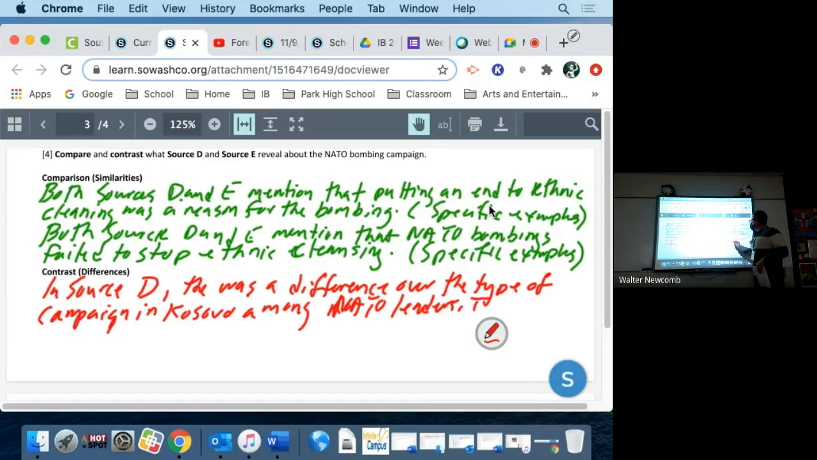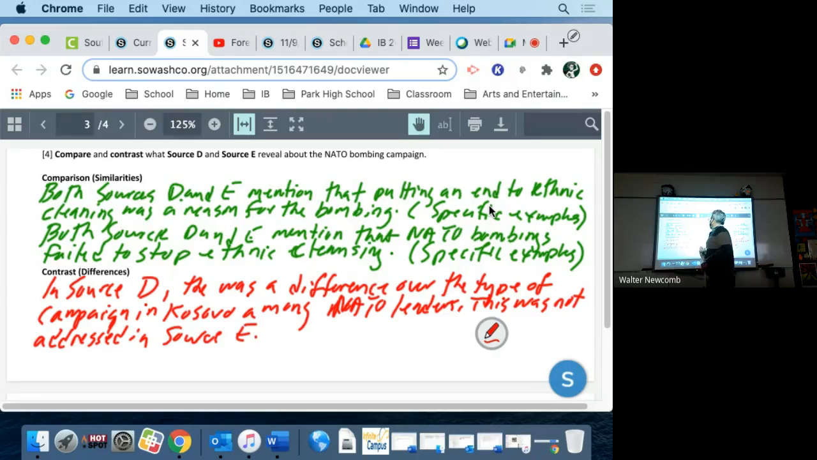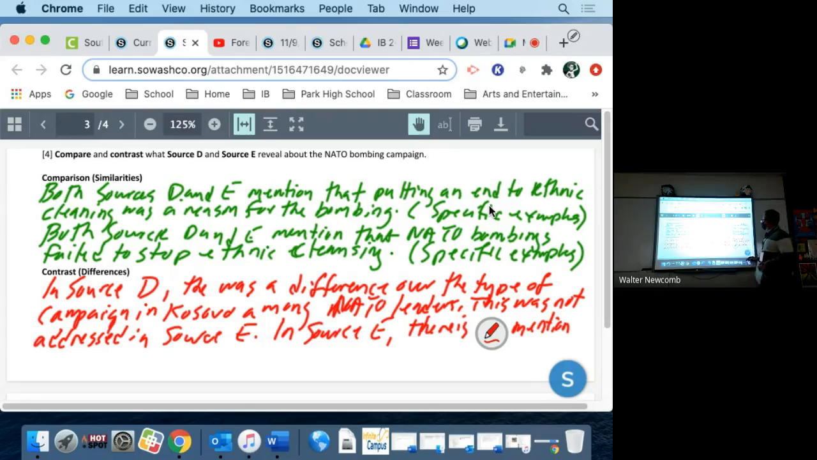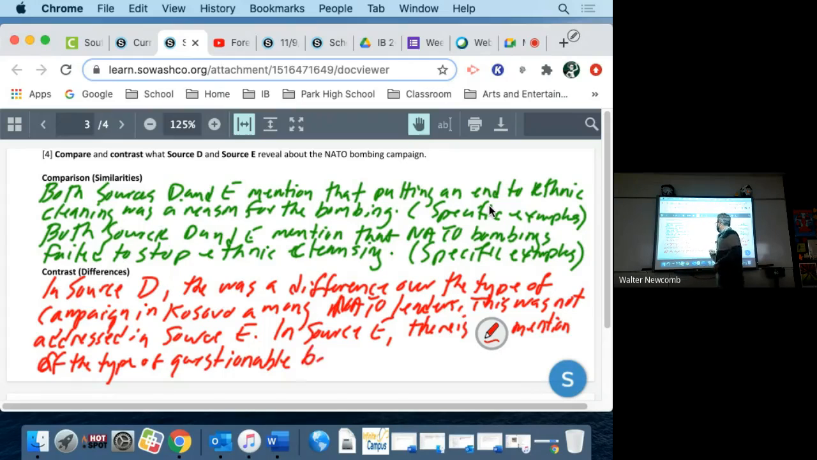No. This was not addressed in source E. All right, in source E, there is mention of the type of questionable bombings.